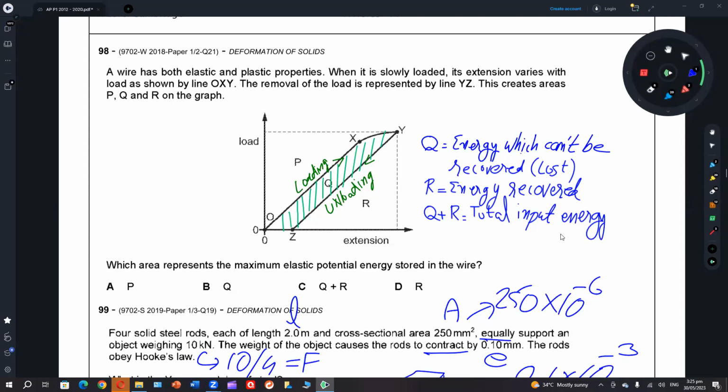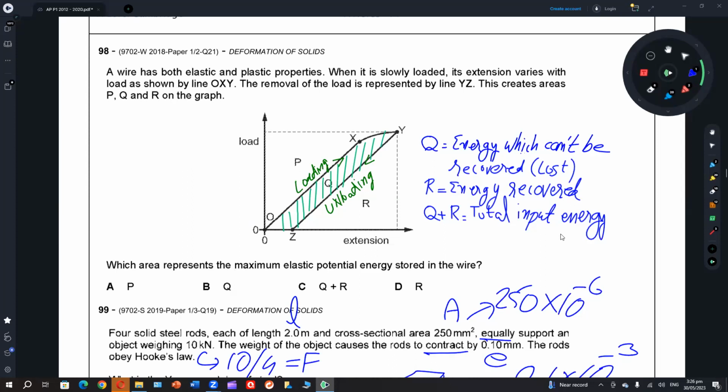Now, what is P? Like the energy used to stretch the string. And Q, what is Q? Q is the energy of Q plus R, and what is R? R will be the energy which can be recovered.